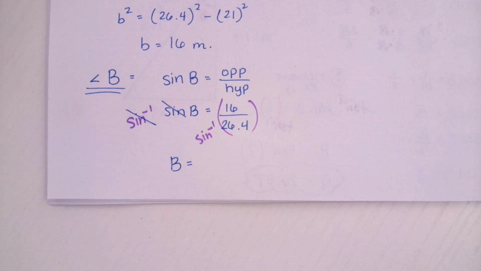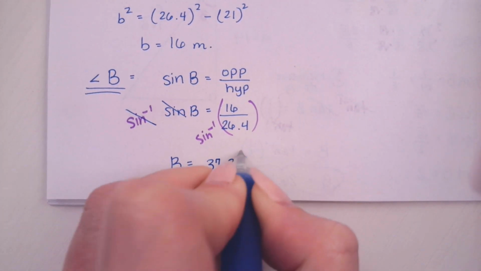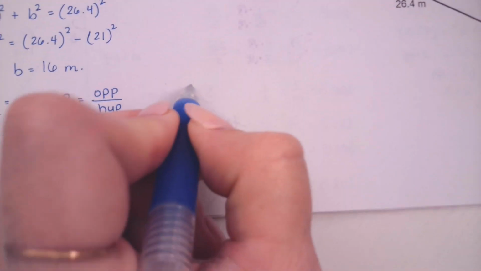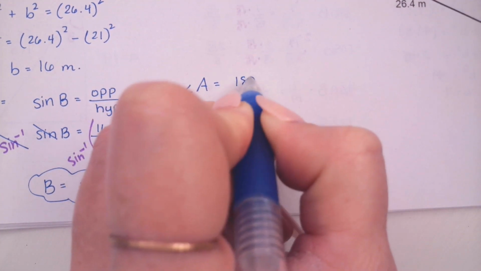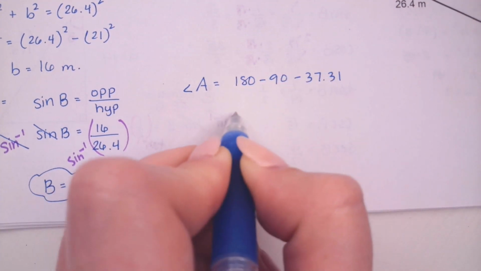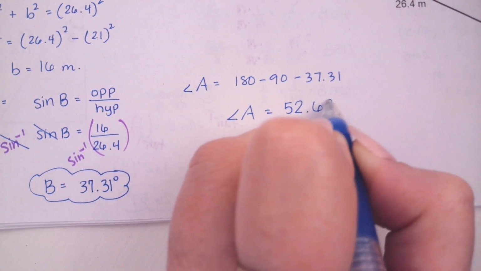What'd y'all get? 37.31. Then to find your last angle, you can just use triangle sum theorem, subtracting from 180. My last angle would be angle A. Angle A is 180 minus 90 minus the angle we just found, 37.31. That's 52.69.